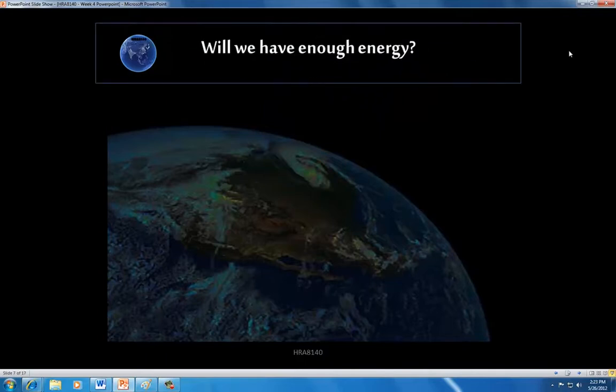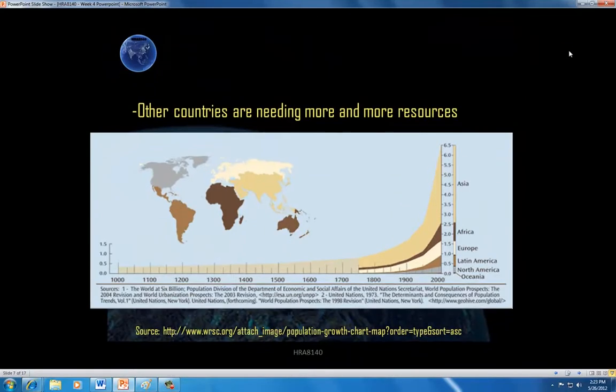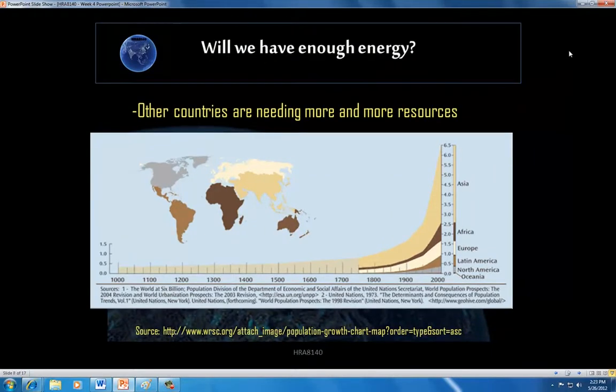Will we have enough energy? The world's population is increasing. As we can see from this graph here, almost every location on the globe, the population is increasing exponentially from the time of 1900 on. Other countries are needing more and more resources. Countries like India, countries like China are needing more and more fossil fuels to supply their energy needs.